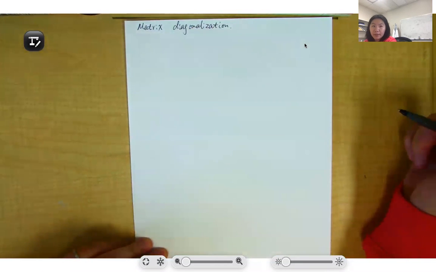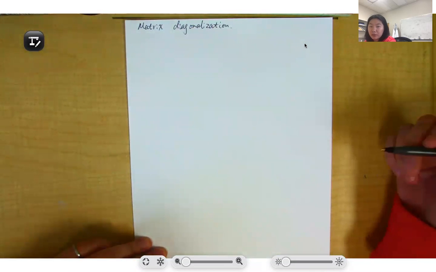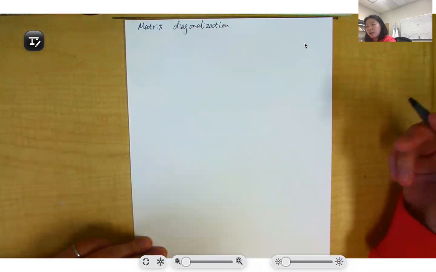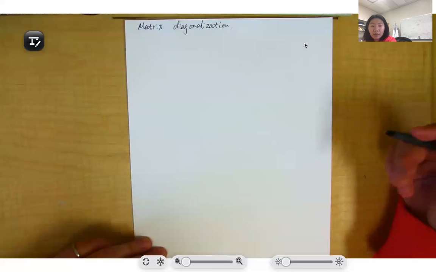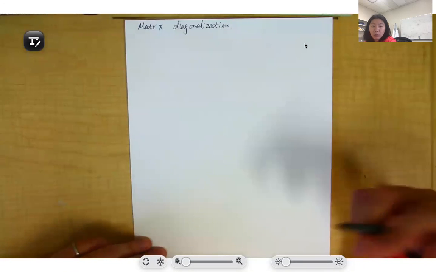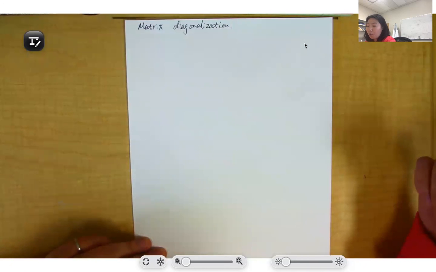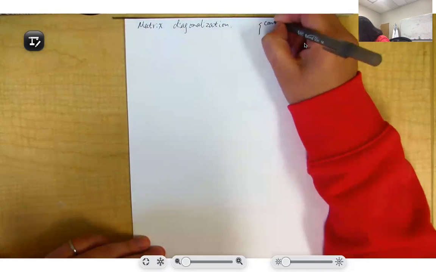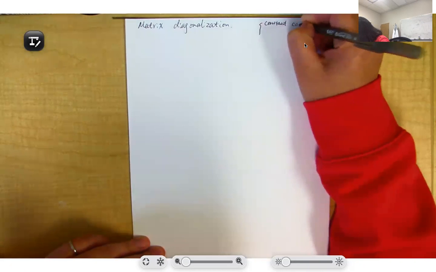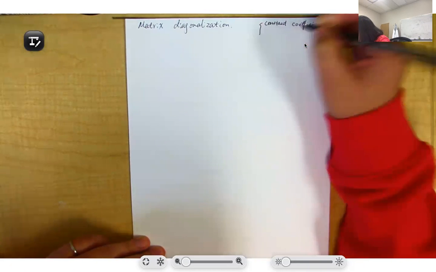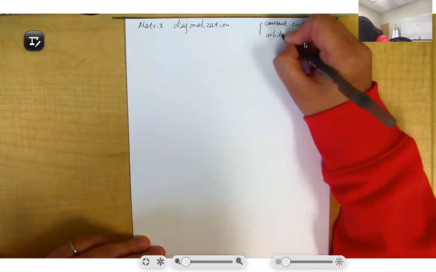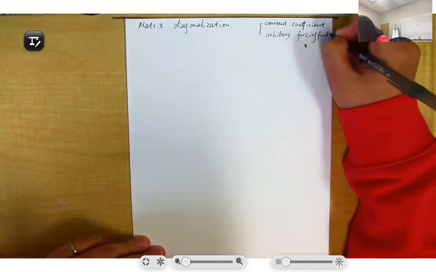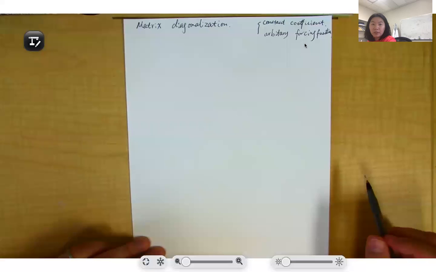And to remind you, the condition to use matrix diagonalization is that the system has to be constructed with constant coefficients. At the same time, this forcing function can be any general function. It doesn't have to be a simple function like what we use for undetermined coefficients. So it's constant coefficient, and the forcing function can be arbitrary. Okay, let's see how this matrix diagonalization works.